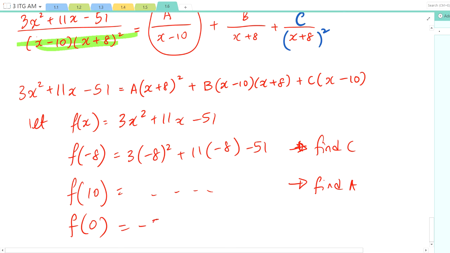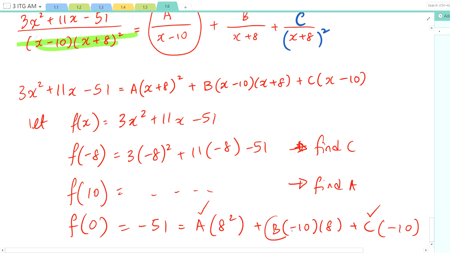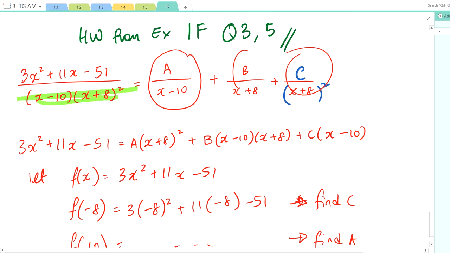Then we are left with negative 51 equals the value of A, which we have already found out, times 8 squared, plus B times 0 minus 10, and then plus C, which we have already found out, times negative 10. So you can easily solve for B. Once you have your A, B, C, put them back here and you're done. Get full marks. Is it difficult? No? Yes?